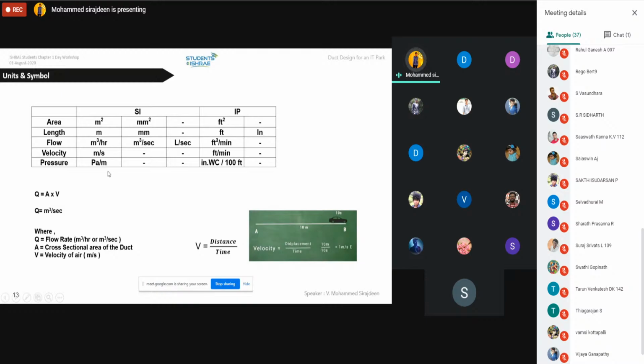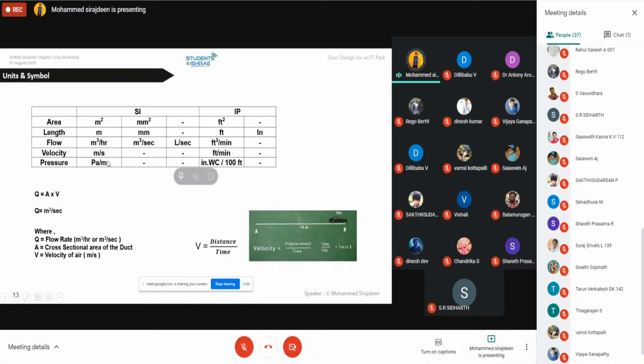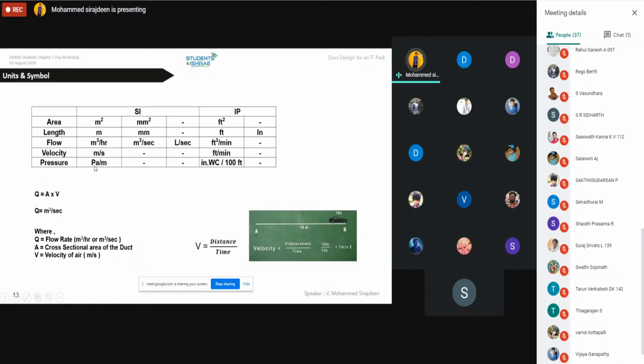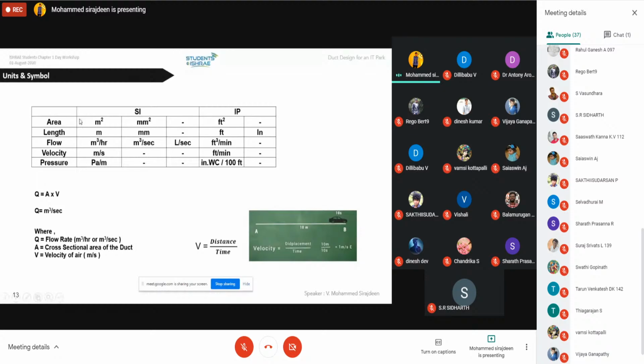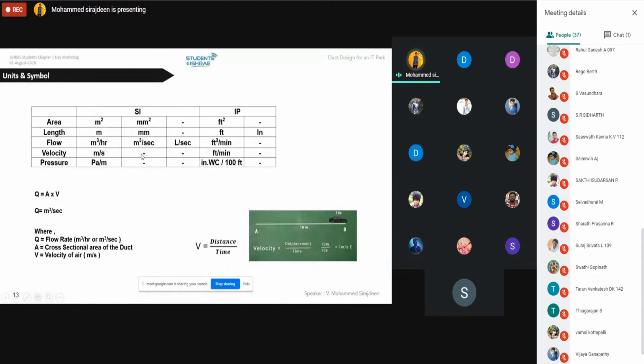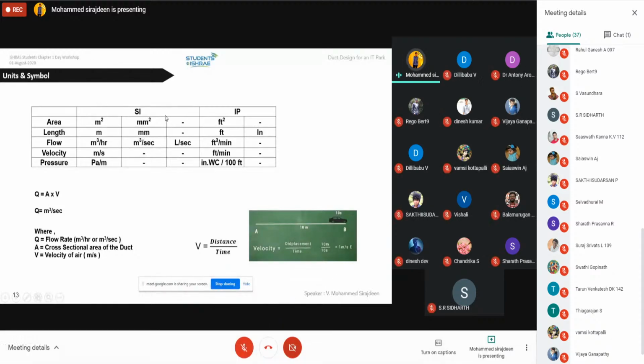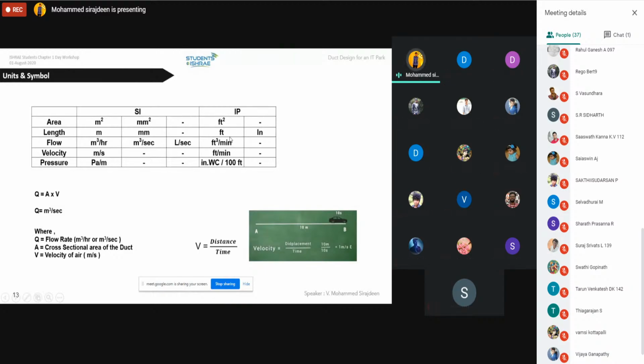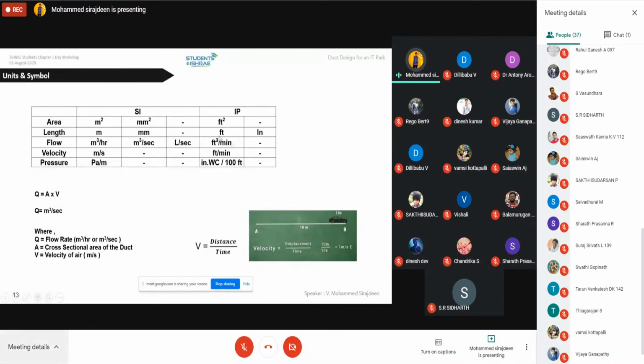Or in SI unit, it is very simple and clear. The pressure is Pascal per meter only, per meter. So you can simply put a length in meters, like 0.5 meter, 1.5 meter, or 2 meter. It is an easy way. That is the reason everyone is insisting on using SI units, for better calculation and easy understanding. If you are familiar with SI, then it is easy to be flexible with IP also.